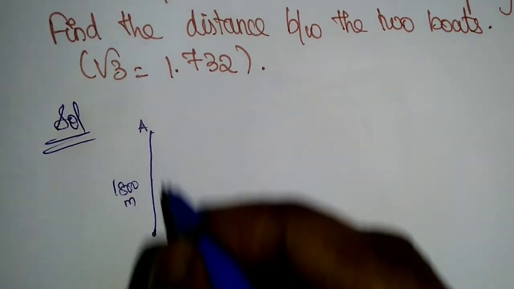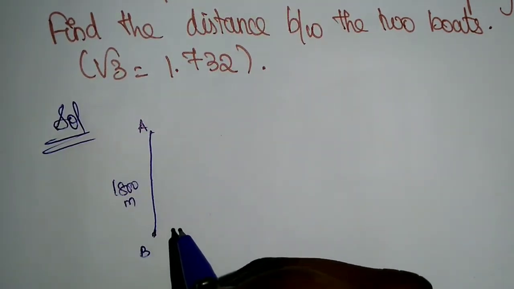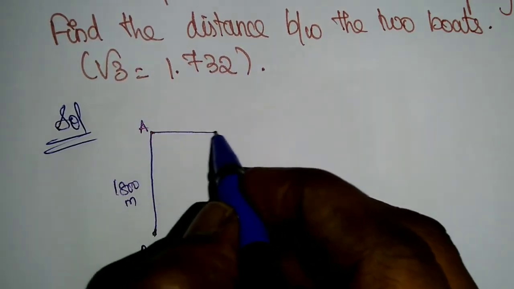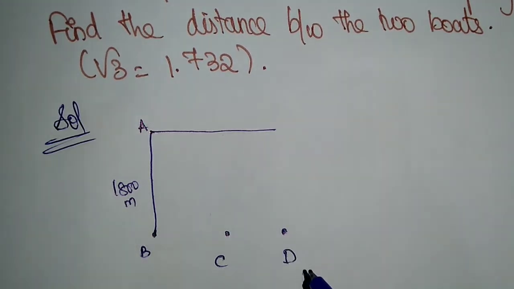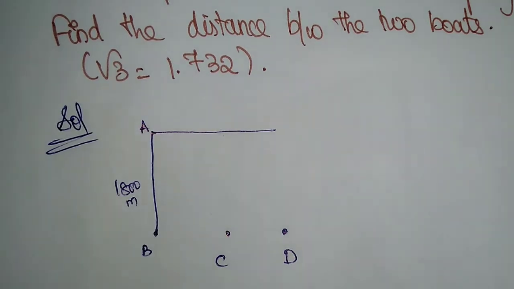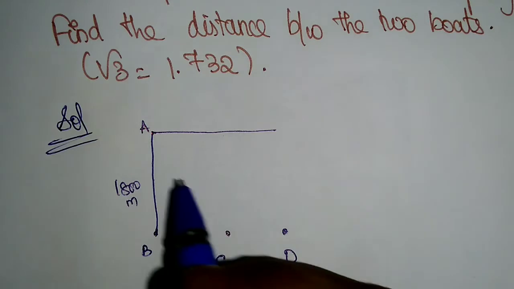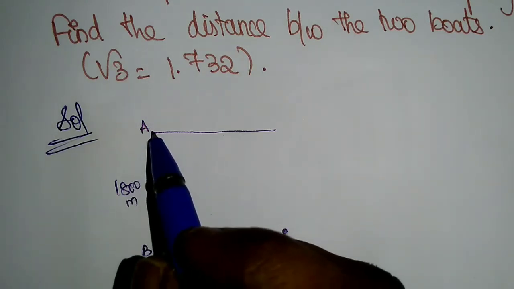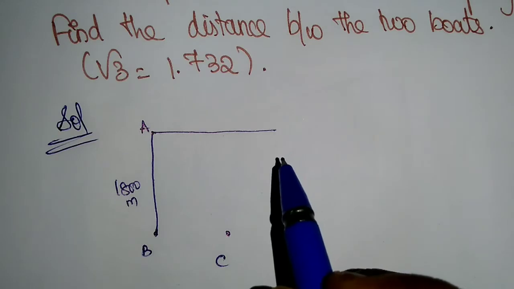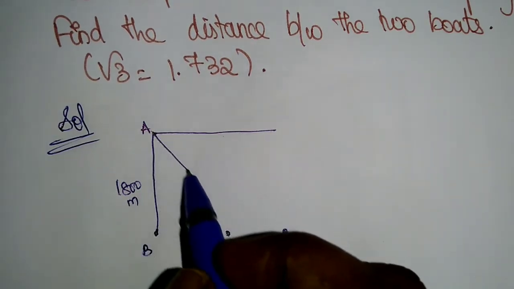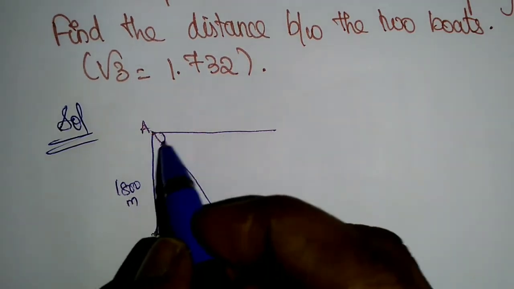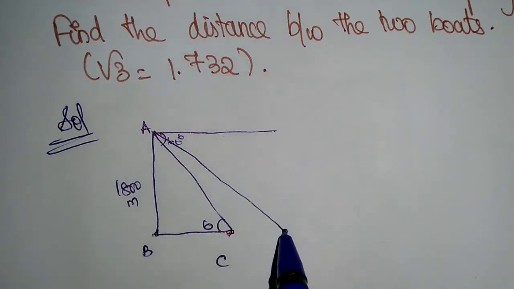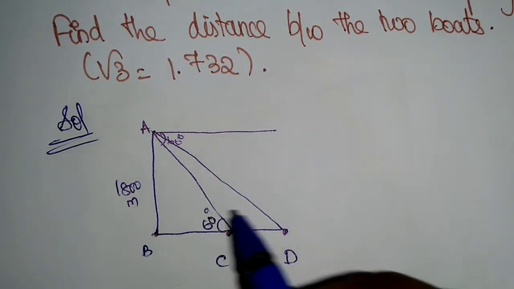Here, solution: the height of the aeroplane is 1800 meter. It is AB. From the aeroplane we are going to see two boats, one is here and another one is here. They are sailing in the same direction. The angle of depression of one is 60 degree and of the other is 30 degree.